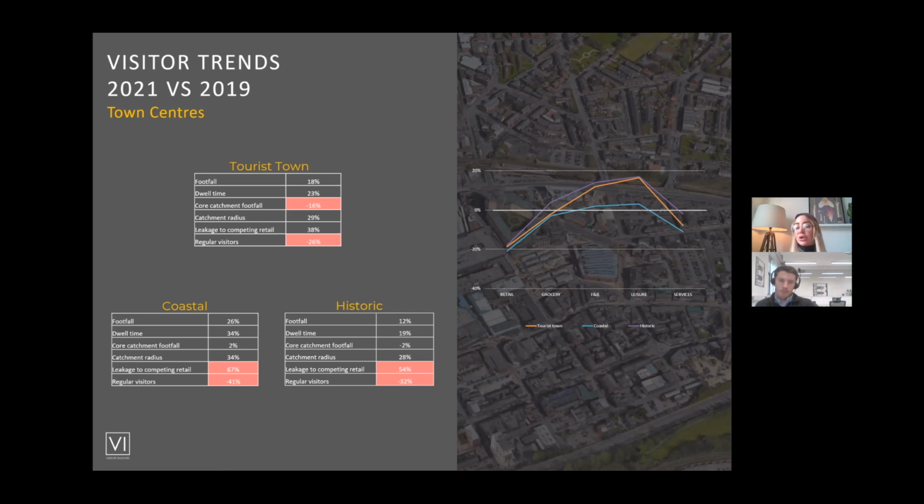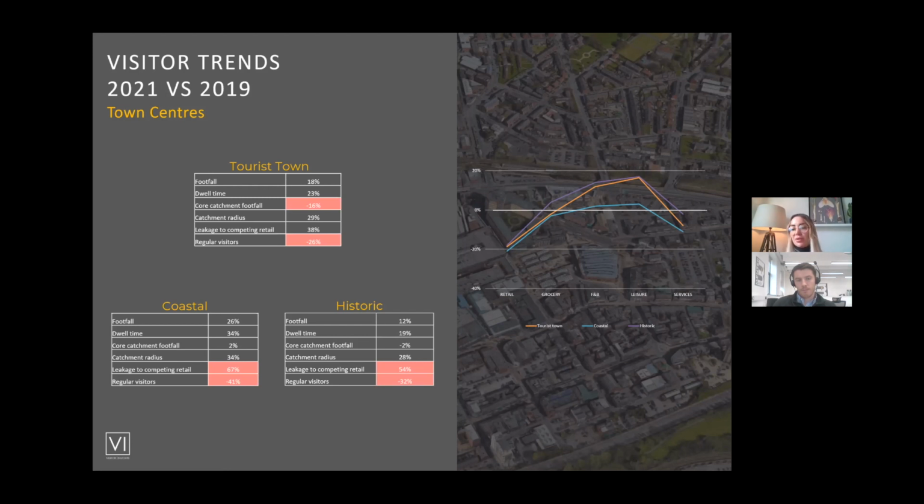So coastal towns, whilst benefiting from a big increase in footfall, that footfall clearly was not necessarily going to local businesses. If you look at the graph on the right-hand side, there's only been a slight increase in engagement to food and beverage and leisure occupiers, which probably alludes to the fact that most of that increased footfall was seen on the coast rather than having a positive economic impact on the town, whereas albeit historic towns had a less marked increase in footfall, most of that footfall was clearly going to those town centre businesses.